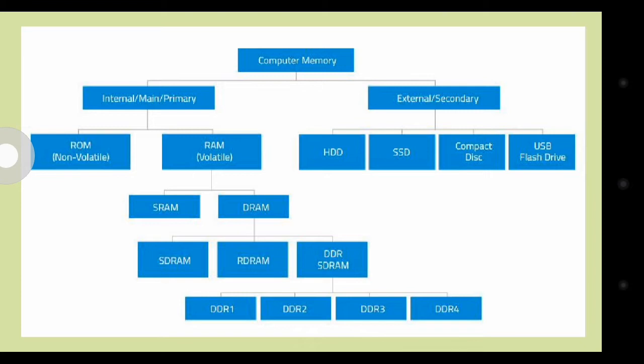The internal, or what we call main or primary memory, refers to a memory that stores a small amount of data that can be accessed quickly while the computer is running. And here are the two types of primary memory. First is the ROM. ROM stands for read-only memory. It is non-volatile, which means it can retain data even without power. It is used mainly to start or boot up a computer.